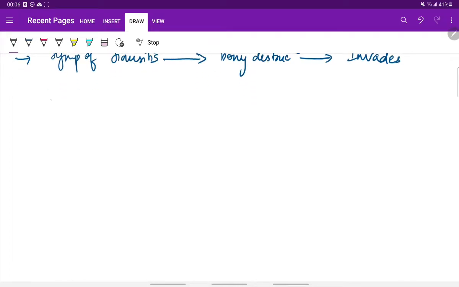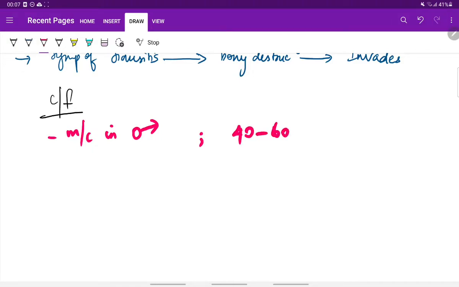Now let's see the clinical features of carcinoma of maxillary sinus. The disease is more common in males, and the age 40 to 60 years is more common for the development of carcinoma of maxillary sinus.